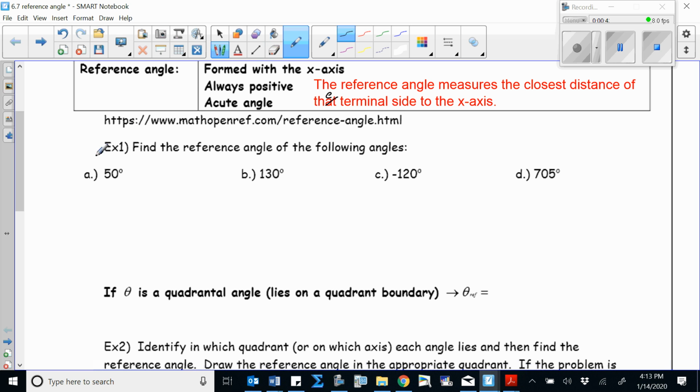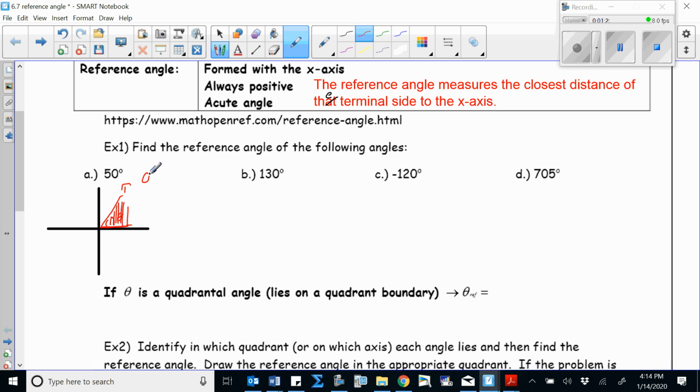by reference angle. Let's start with angle 50. So the first thing that I do is to draw this angle. Angle 50, the initial side is going to be here, and the terminal side is somewhere like this. So this is my theta. Now, to find the reference angle, I'm going to find the closest distance of the terminal side, which is this one, to the x-axis. The closest distance of this side to the x-axis is the same as the angle that we have, so it's this one.